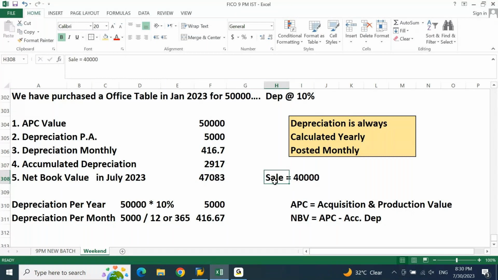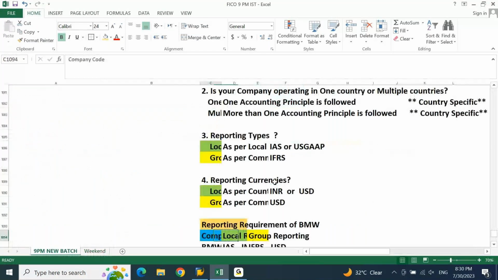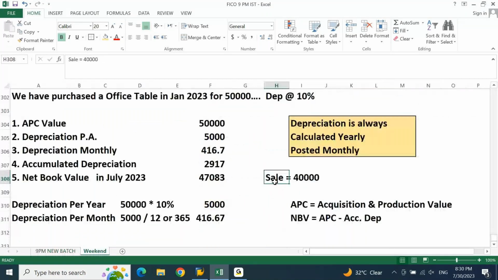Let's say this is the value, but this is not in a usable condition. It has got 47,083 net book value, but this cannot be used now. When you know this is not in a usable condition, will you be selling it for profit, or will you sell it for a lower price? If the asset is not in a usable condition, whoever purchases it cannot use it, they have to repair it. You will sell it at a lower, discounted price.